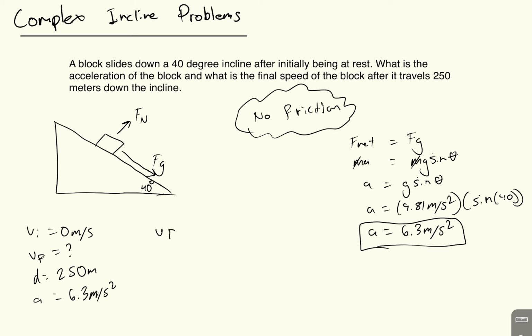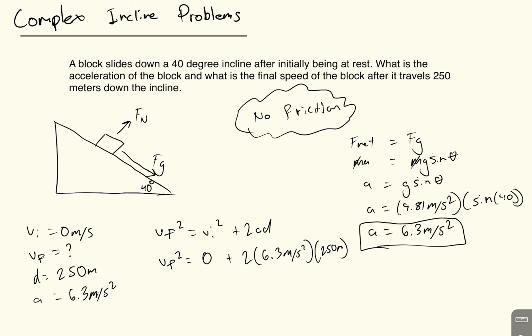There is, and that would be Vf squared is equal to Vi squared plus 2AD. The final velocity squared is equal to the initial velocity squared plus 2 times acceleration times distance. So we can keep it Vf squared is equal to 0, since the initial velocity is 0, plus 2, 6.3 meters per second squared, and 250 meters.